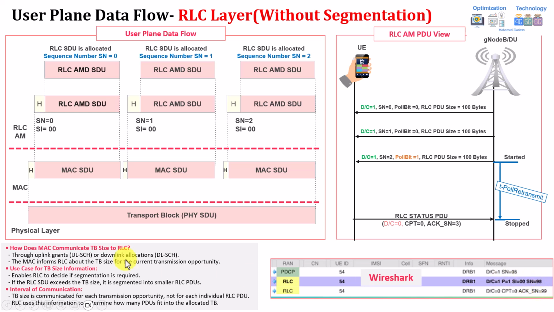But one thing here, you might ask yourself, when will the segmentation happen, or when not? Usually, the MAC will inform the RLC about the transport block size, through the uplink grants if it's uplink data, or downlink allocations. The MAC informs the RLC about the transport size for the current transmission opportunity. So the RLC at that time will decide whether it needs to do segmentation or the packets can directly fit into the transport block being allocated by the MAC. Now let's move to the non-segmentation part, see what we have.